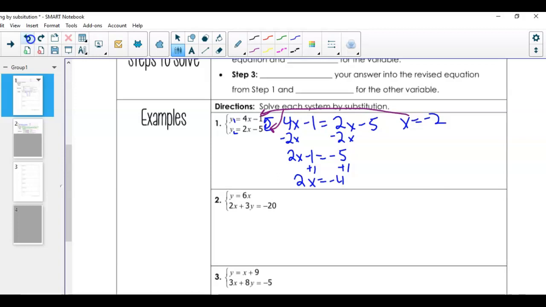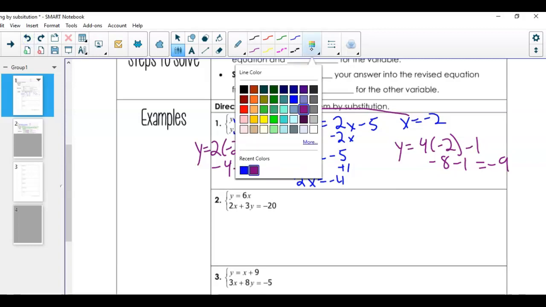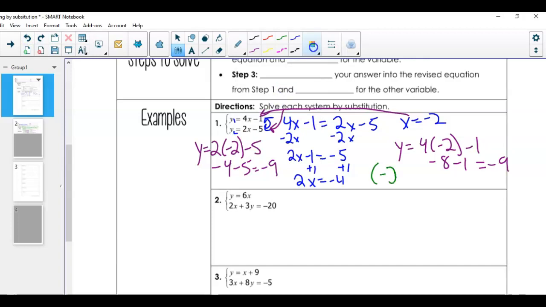So if I put it in the first one, and I'm trying to find what y equals, 4 times -2 minus 1. So that's -8 minus 1, or -9. If I did the second one, 2 times -2 minus 5, and -4 minus 5, which is still -9. Either way. So that means my y value is -9, so my ordered pair is -2, -9.